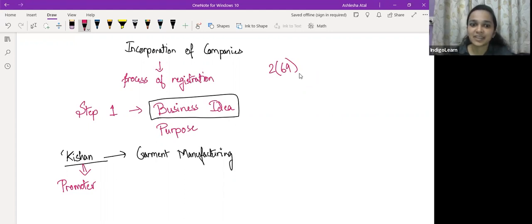So are you all clear with this concept, with this first step for incorporation of the company? First step क्या है? First step है simple, एक आइडिया आना चाहिए. There has to be an idea. So let's now have a look at the meaning of the term promoter, और उसके बाद में हम जाएंगे step 2.